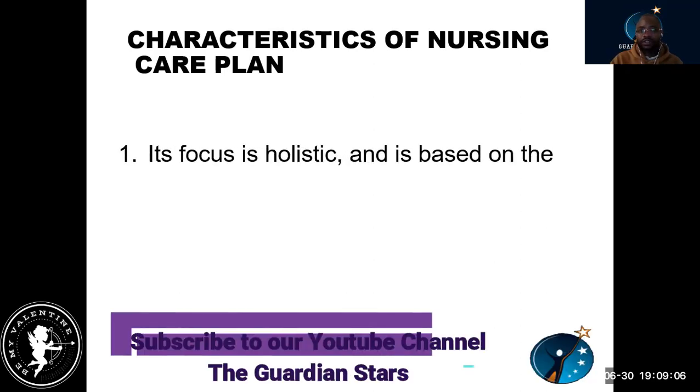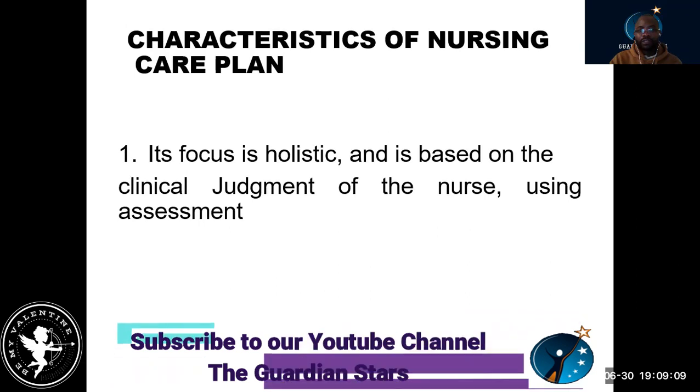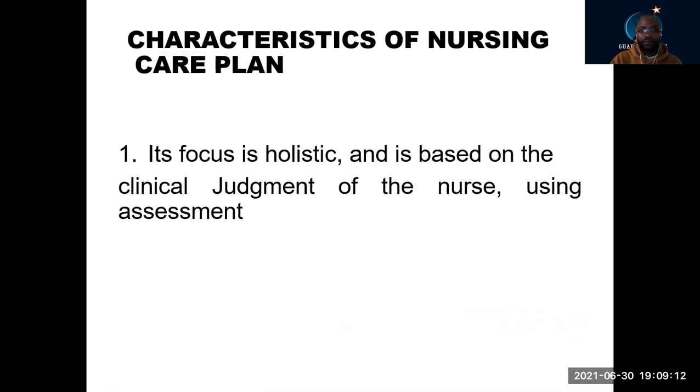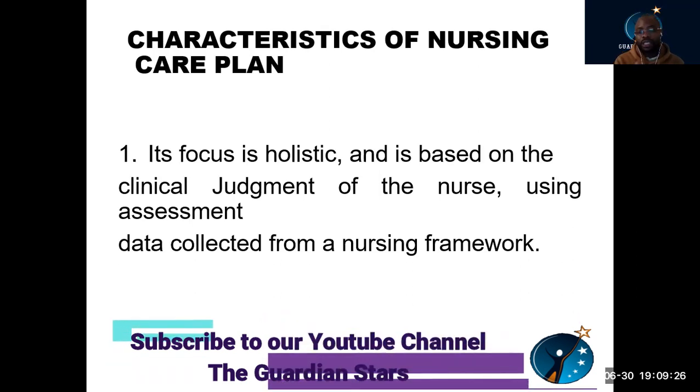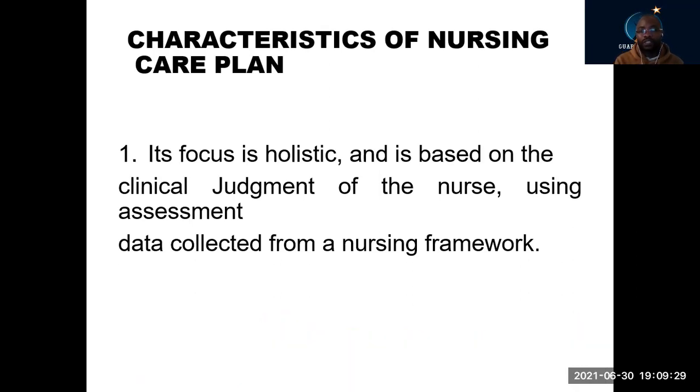So what are the characteristics of a nursing care plan? The nursing care plan is holistic. The focus of the nursing care plan is holistic and is based on the clinical judgment of the nurse using the assessment data collected from the nursing framework. What this statement means is that the nursing care plan focuses on the patient as a human being, as a whole. You do not just focus on treating the disease that the patient is presenting with or suffering from at that moment.